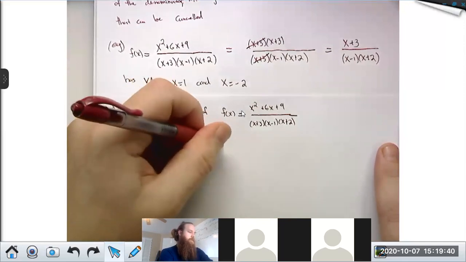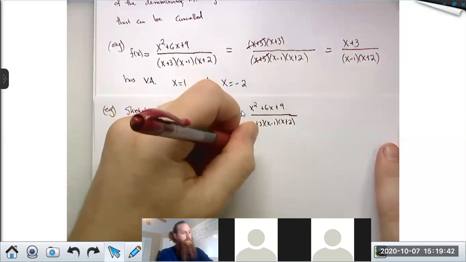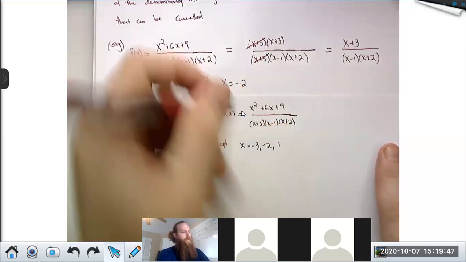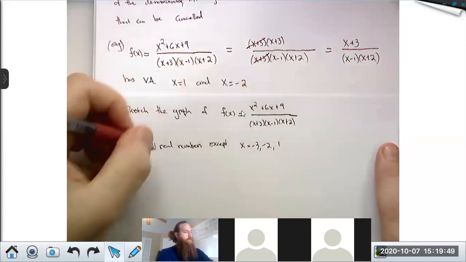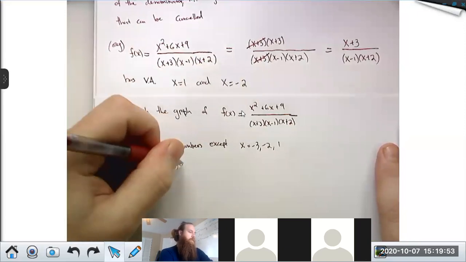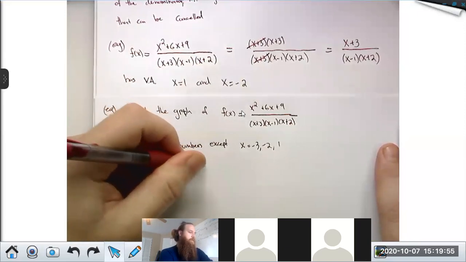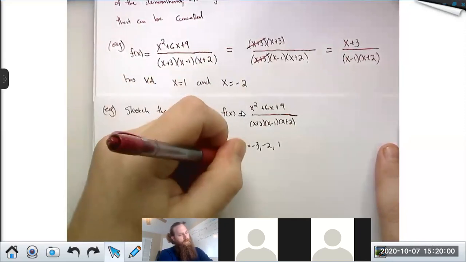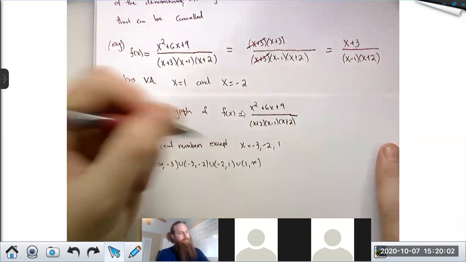except x equals negative 3, negative 2, and positive 1. Or in interval notation, negative infinity to negative 3, unioned with negative 3 to negative 2, unioned with negative 2 to 1, unioned with 1 to infinity.